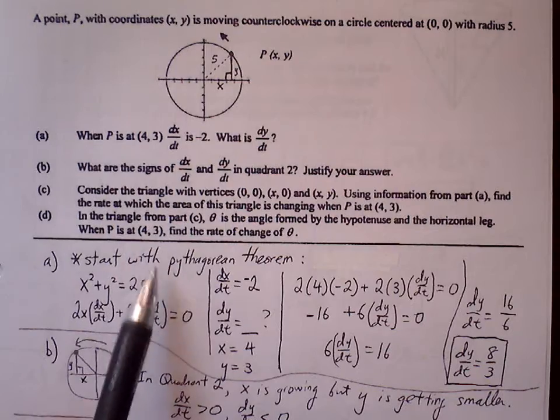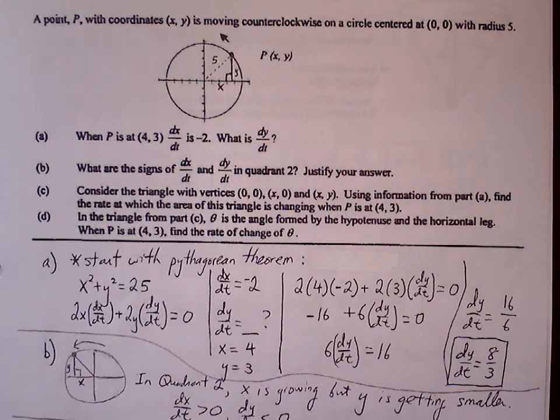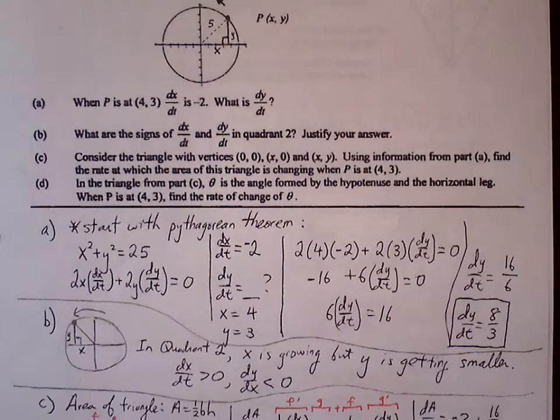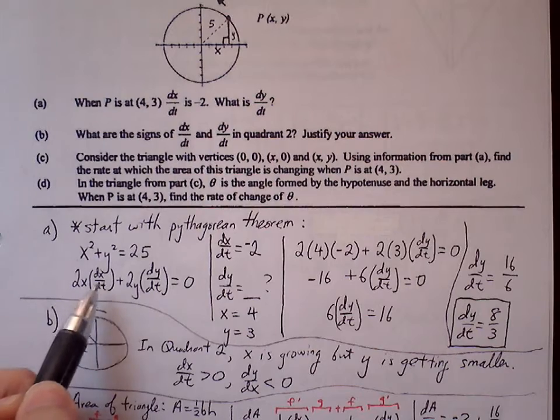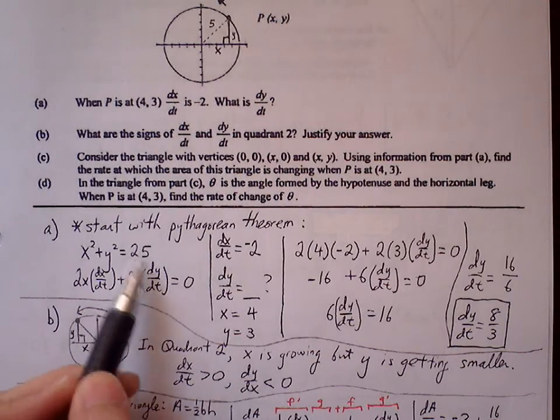So we start with Pythagorean theorem. We start with x squared plus y squared equals 25. We go ahead and we find the derivative with respect to time. So x squared becomes 2x dx/dt. Y squared becomes 2y dy/dt. 25 goes to 0.